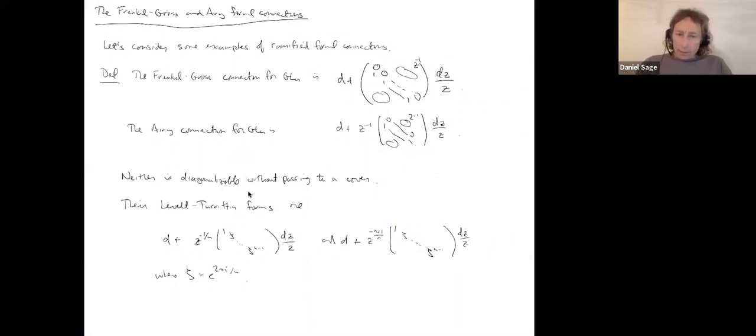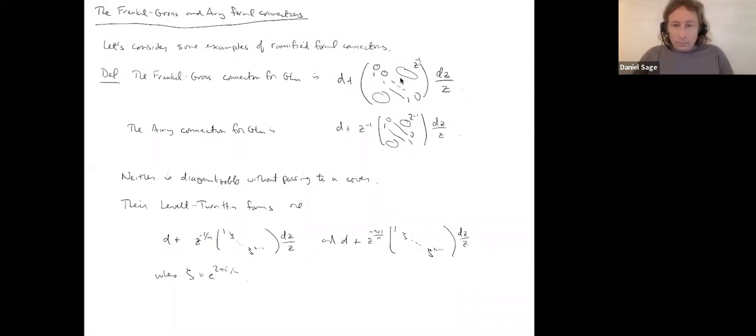Anyway, here's the point. Neither is diagonalizable without passing to a cover. And I've just written down their level-Turton forms. I'm not explaining why I know this is true, but I do. So basically what happens is for the Frankel-Gross, you have this matrix which has all the nth roots of 1 down the diagonal, and then you multiply by z to the -1/n. So that says that this has slope 1/n.